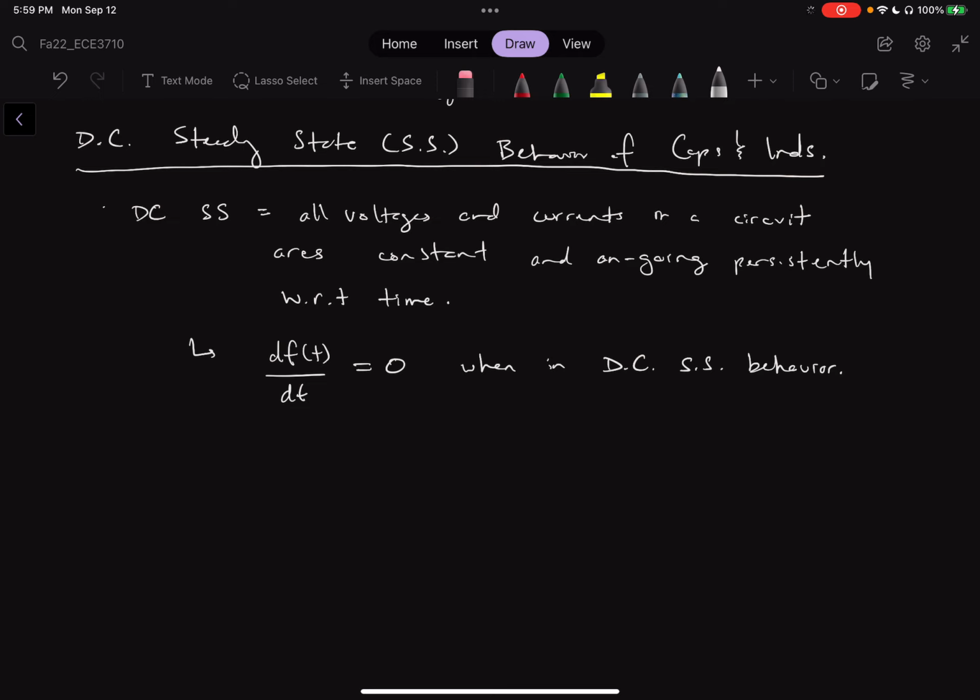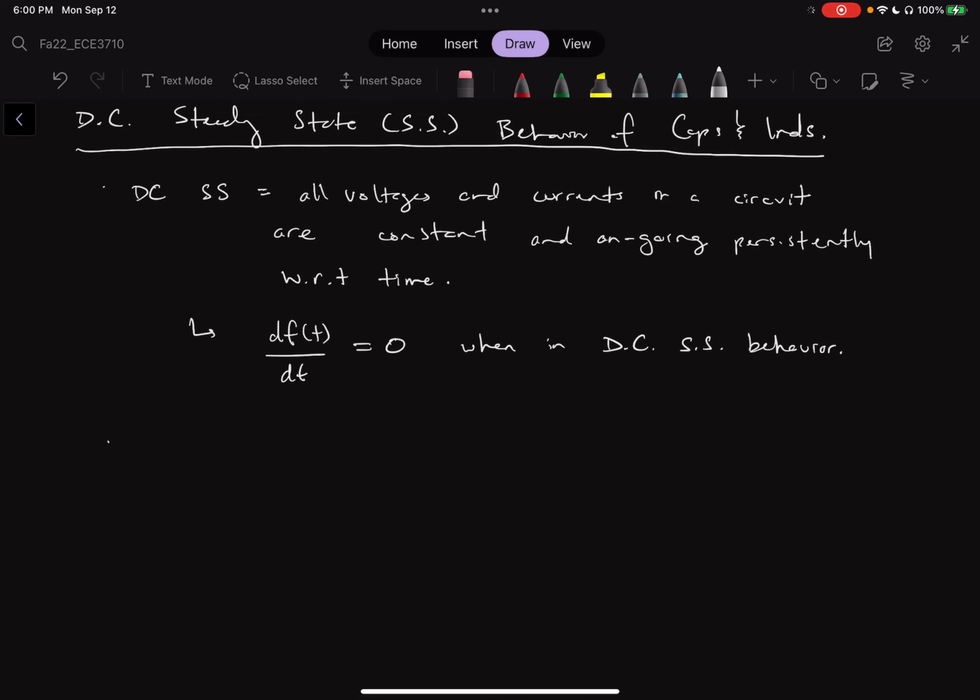Okay? Again, DC steady state behavior means that all voltages and currents in a circuit are constant and ongoing persistently with respect to time, which, in other words, mathematically, means the derivative of any function with respect to time is equal to 0 when you are in DC steady state behavior.